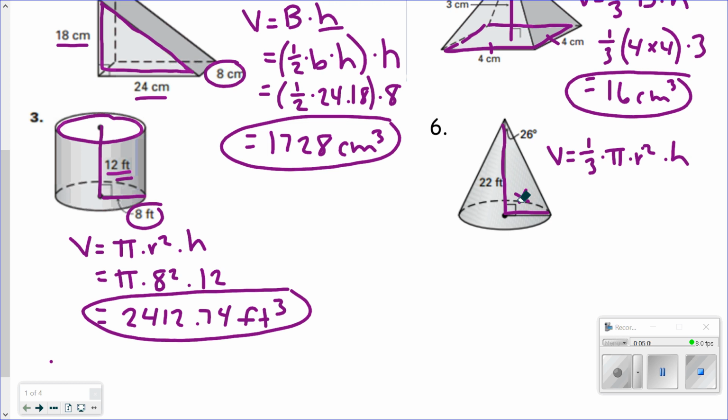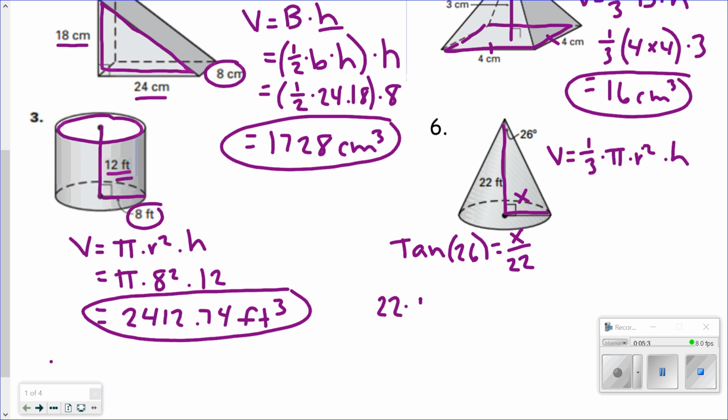Well, if I have a right triangle, I know one side and I know the angle, that means that I'm going to need to use trig. And since I know the opposite and adjacent side, I know I'm going to be using tangent. So tangent of our angle measure, which is 26, is equal to the opposite side, x, over the adjacent side, 22. I need to get x by itself, so I'm going to multiply by 22 on each side.